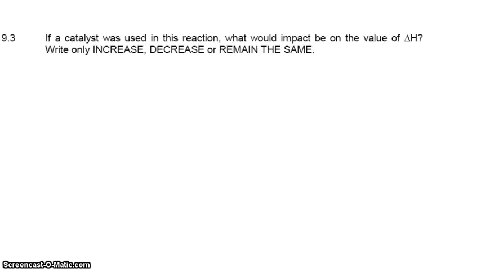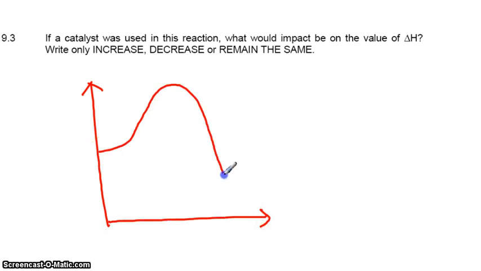Question 9.3 asks, if a catalyst was used in the reaction, what would the impact be on the value of delta H? I'm going to go back to the energy profile diagram that we used in the previous question. There's our exothermic reaction, and if you remember, the catalyst caused a decrease in the activation energy. Now delta H, if you remember, is determined by the difference between the starting energy and the finishing energy. So that's the delta H for this reaction.